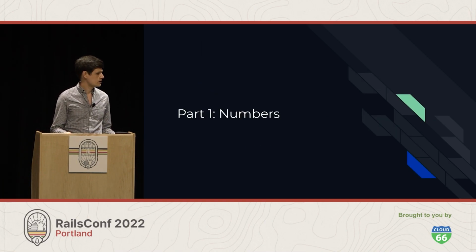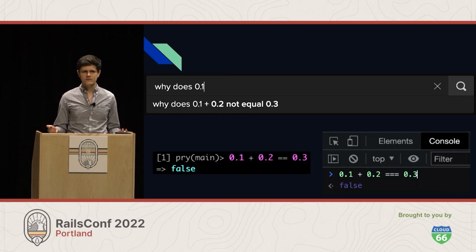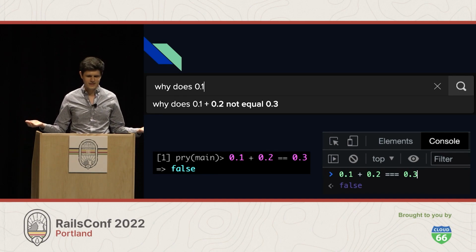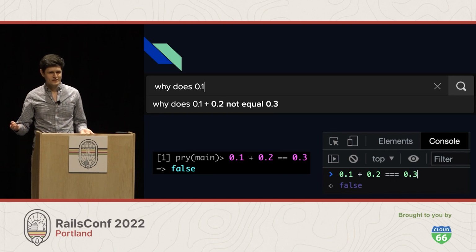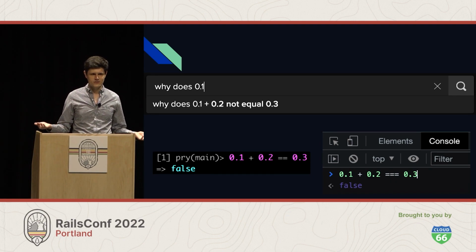The first thing that we're going to talk about today are numbers, specifically starting with everyone's favorite bug that's not a bug, floating point arithmetic. It's a common enough issue where you can start typing in a number like this into a search engine and it'll actually autocomplete for you.